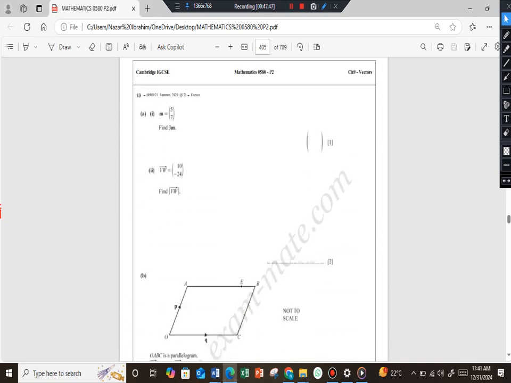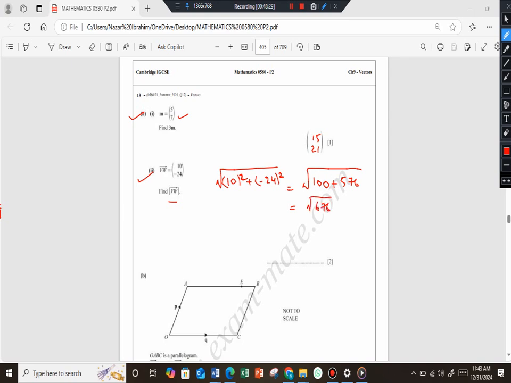Question number 13. It's quite simple. We are given the vector M, and we have to calculate 3M. So multiplying both components by 3, 3 times 5 is 15, 3 times 7 is 21. Question completed. Part 2, we are given the vector and want to calculate its magnitude. The magnitude formula is x square, that is 10 square, plus minus 24 square. 10 square is 100, and 24 square is 576, because it's a minus sign, but since it's squared, the minus sign vanishes. Taking the square root of 676, the answer is 26 using a calculator.